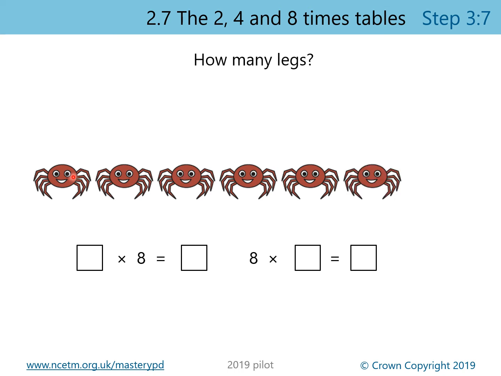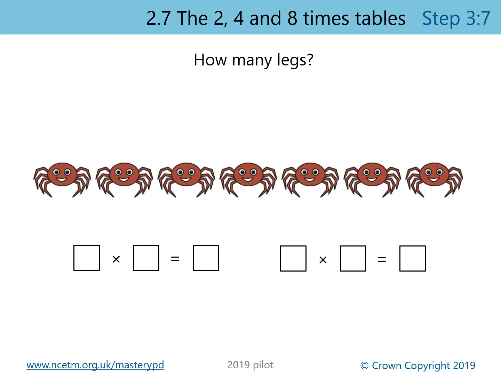Now we've got 1, 2, 3, 4, 5, 6 groups of 8. So I want you again to have a go at working out how many legs there are between these spiders. So you can pause the video and see if you can work that out by counting up in 8s. And let's have a go at doing it all together. We've got 8, 16, 24, 32, 40, 48. So well done if you got that as well, boys and girls.